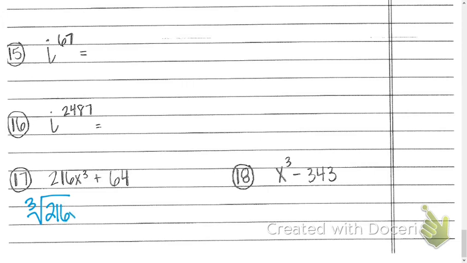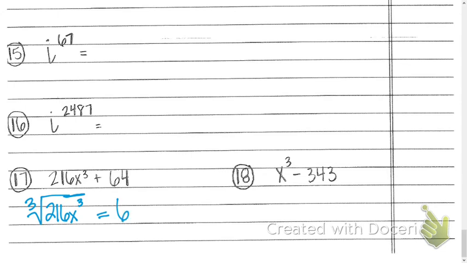So 216x cubed. Now, to take the cube root, you can think in your head, what times what times what equals 216, or you can go on your calculator and hit math 4 and type in 216. What is it? 6. Now, is my answer just 6?